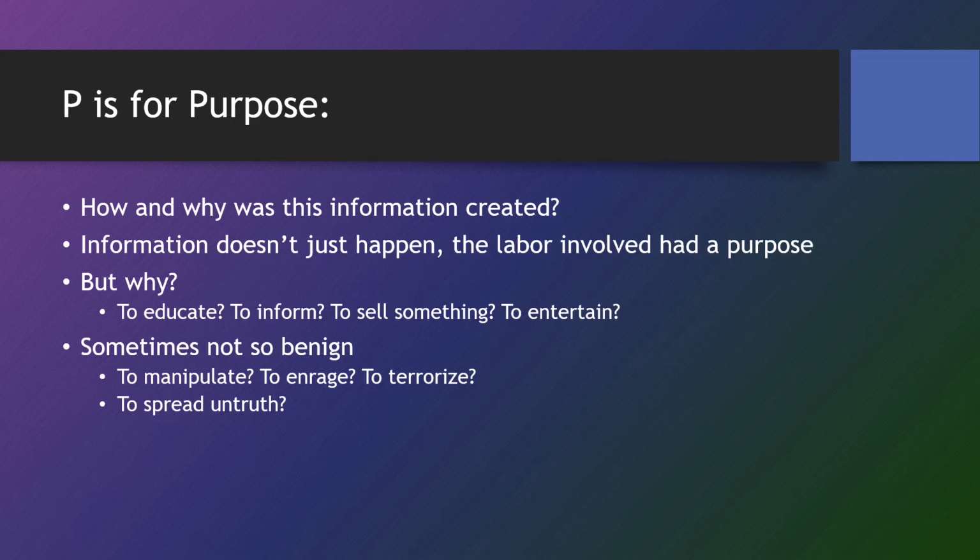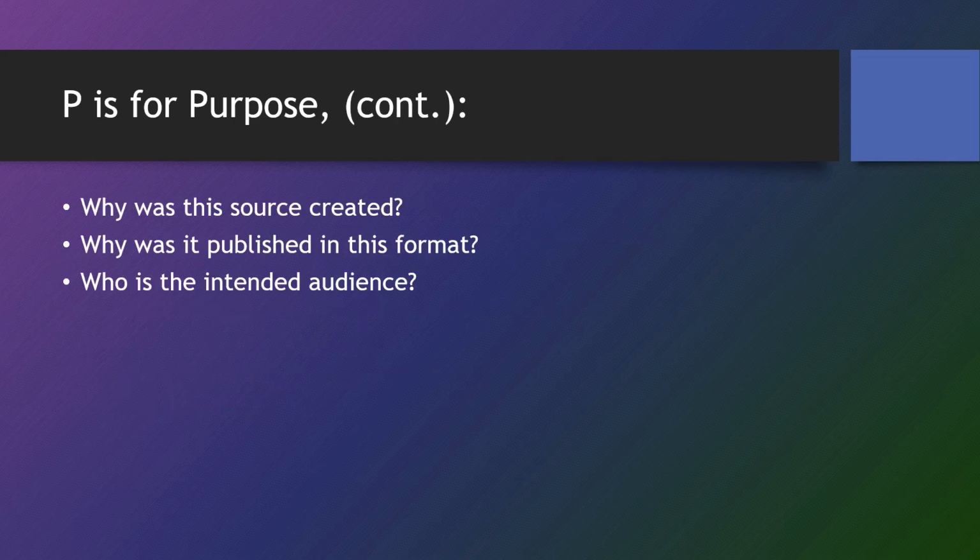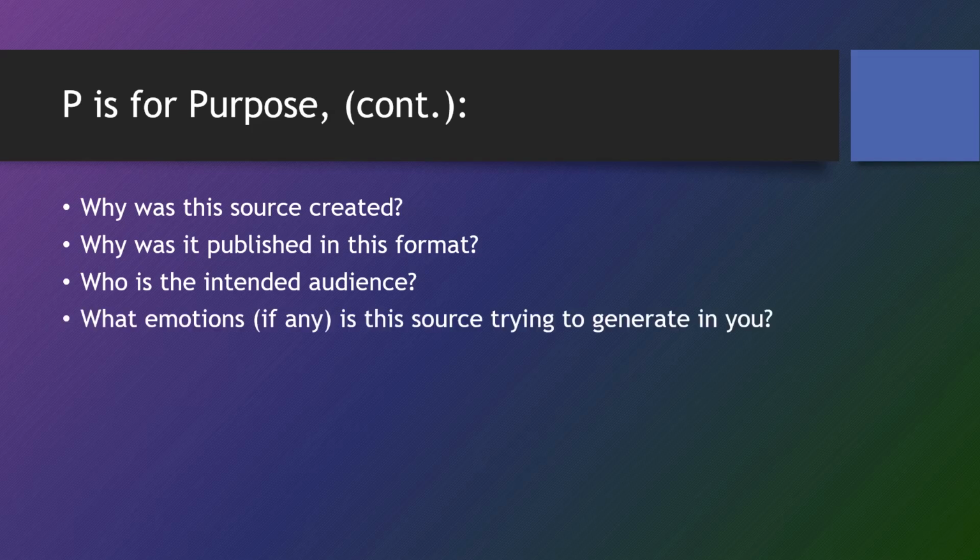Sometimes, however, the purpose behind creation of a source isn't so benign. Sources can be created to spread misinformation, to manipulate, to enrage, to terrify, or to otherwise spread untruth. So when we look at a source, we need to consider why it was created, why it was published in the format it was published in, such as a book, article, blog post, social media post, etc., and who is the intended audience for this source. Finally, you might want to consider what emotions, if any, this source is trying to generate in you as you look at it. Is it trying to make you angry, afraid, dismissive of a certain group of people or perspective? Any of these might be a sign that the source in question has been created to manipulate, not to inform.